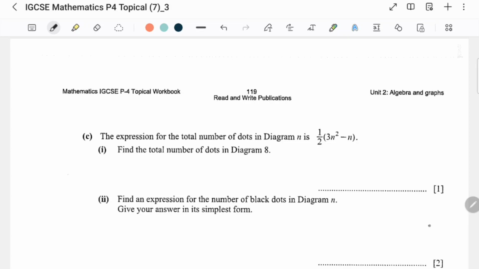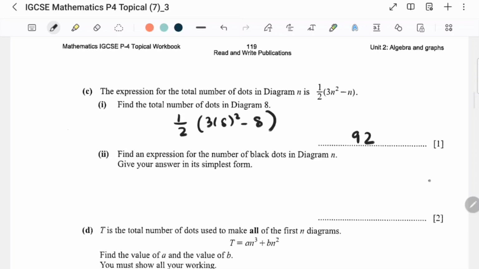Alright, so they're just asking us to find the total number of dots in diagram 8. So half of 3 times 8 square minus 8, just take the calculator and it's 92. Now, find an expression for the number of black dots in diagram n. Give your answer in its simplest form.